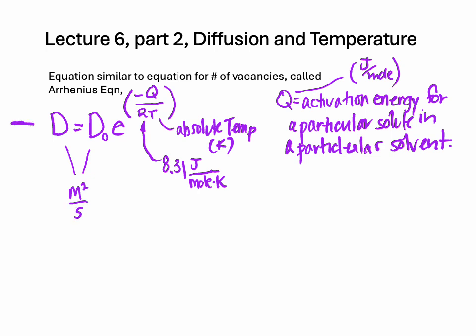So this is one version of the equation, and it works really well if I'm trying to solve for D. But if I'm trying to solve for Q or temperature, something that's in the exponent, then it's easier to use this equation. The natural log of D is the natural log of D0 minus Q over RT. Okay? So there's the two forms of the same equation.